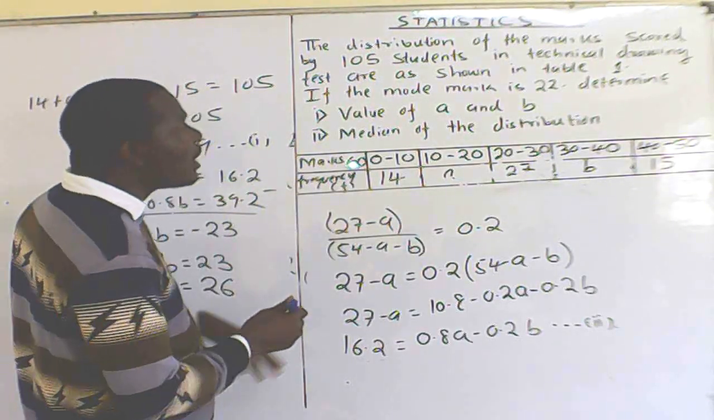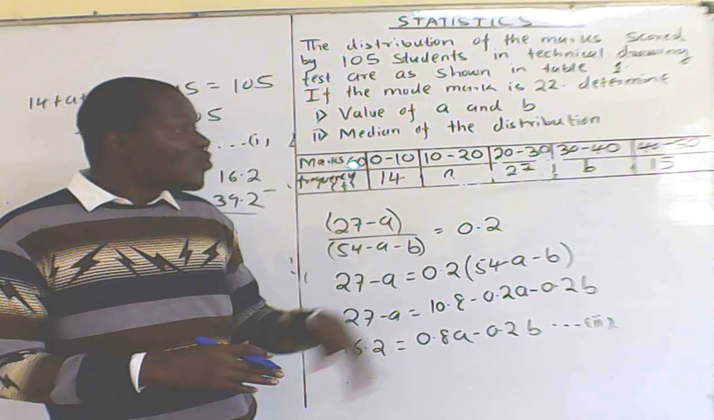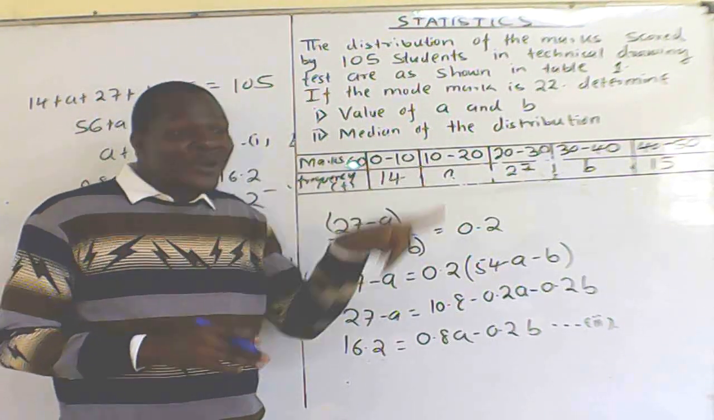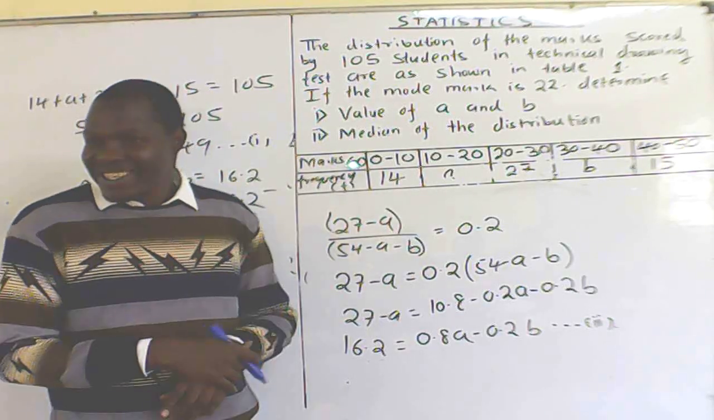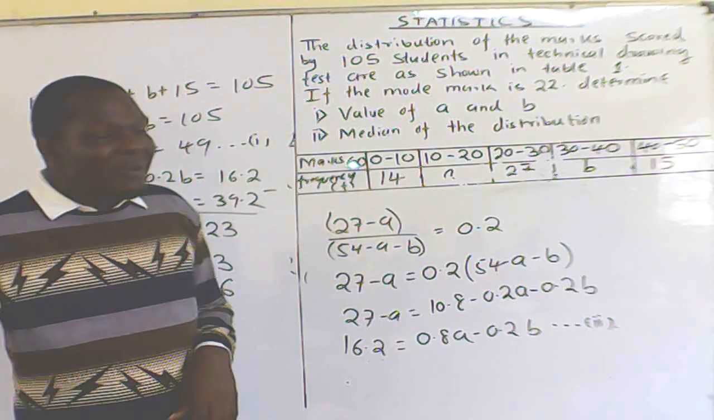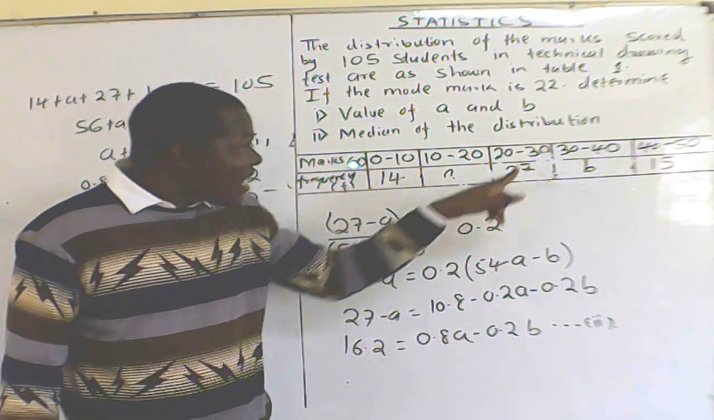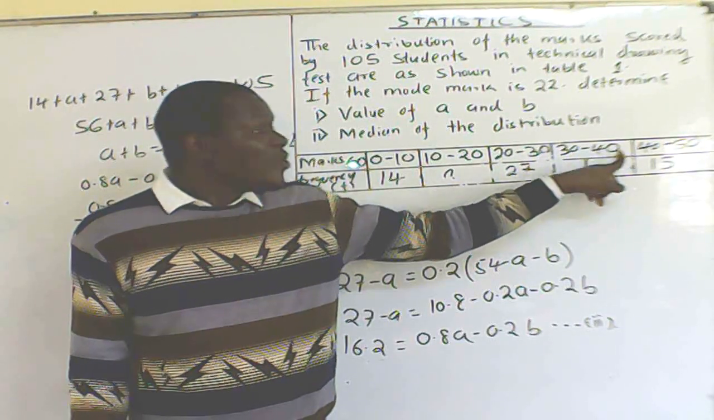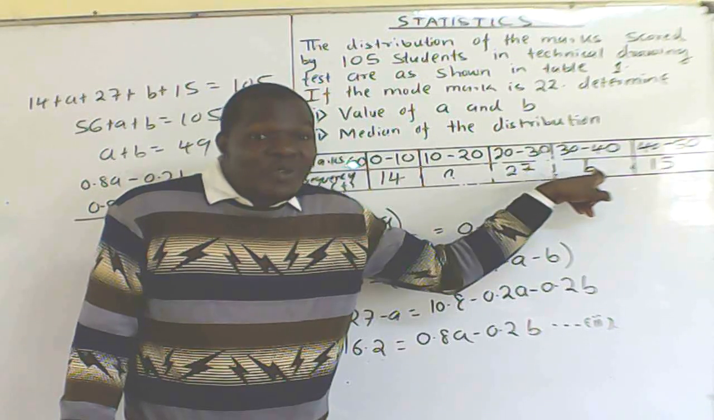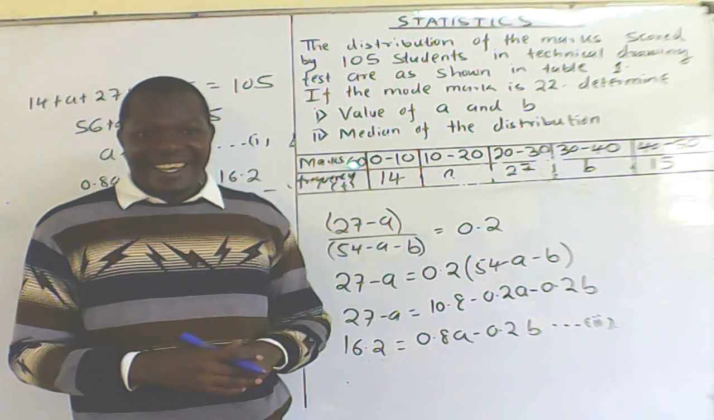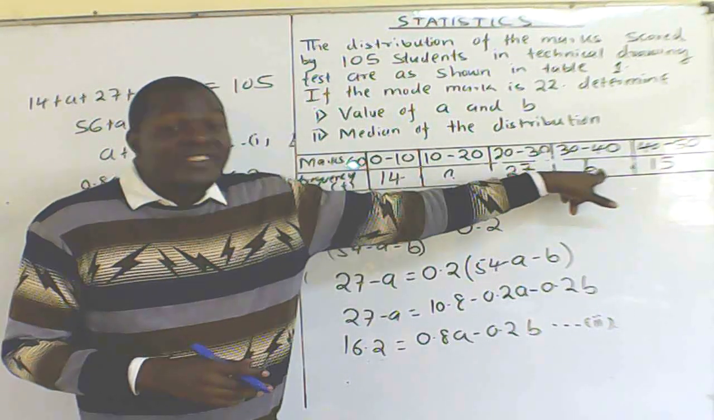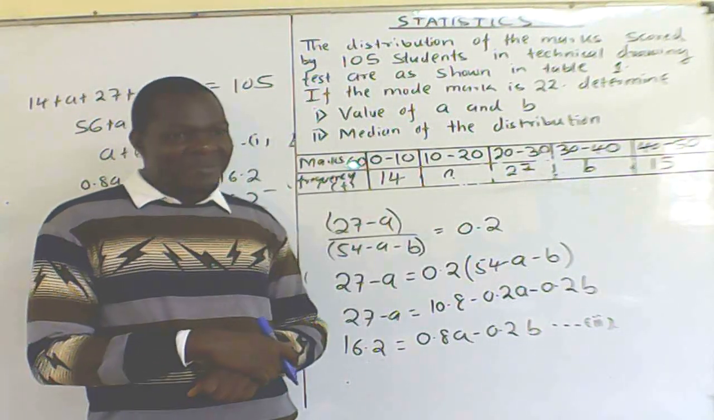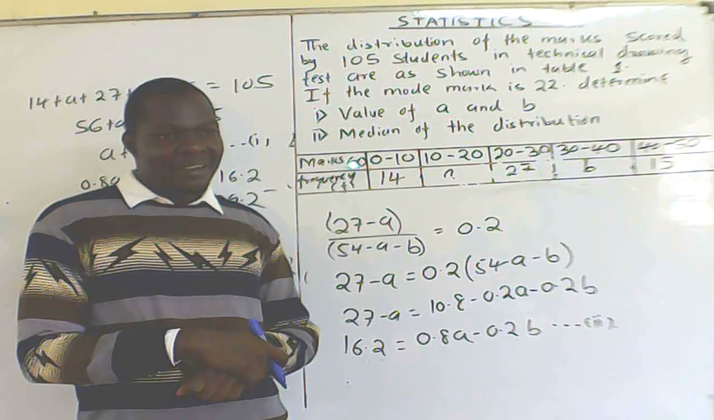If you were told the mode is 18, and you know 18 is in the class 10 to 20, then from there you see the modal class. Meaning A will give you the mode, isn't it? If you were told the mode was 34, then you know 34 is in the class between 30 to 40. Then this value of B will give you the frequency. B is the highest frequency, not that B is the mode. Have you got that?